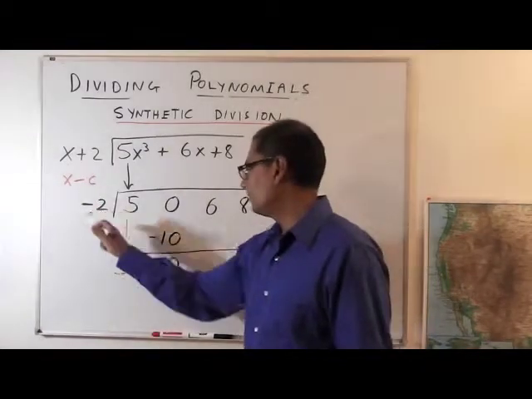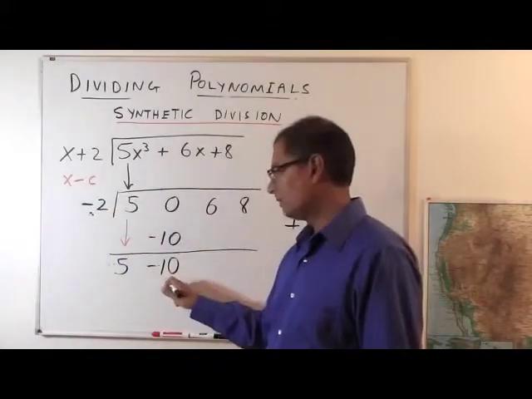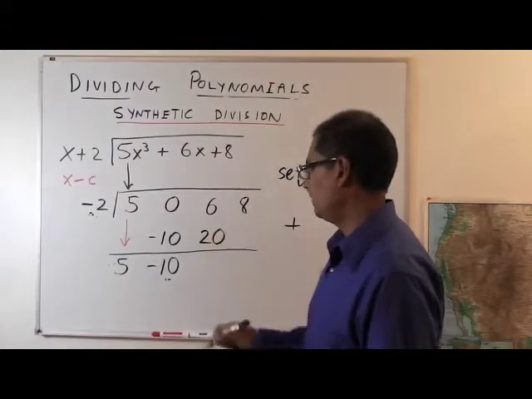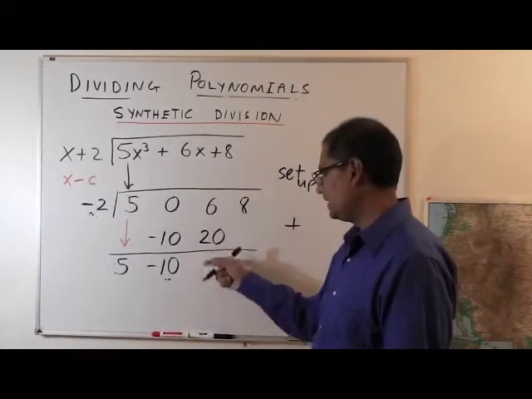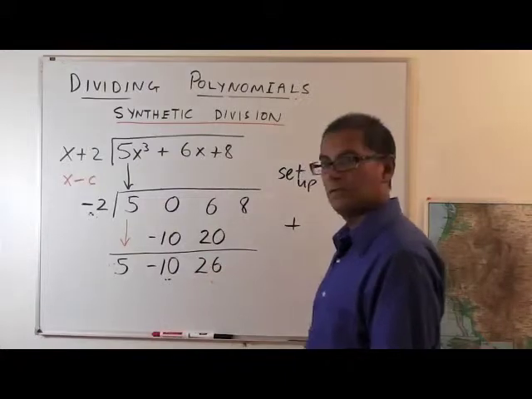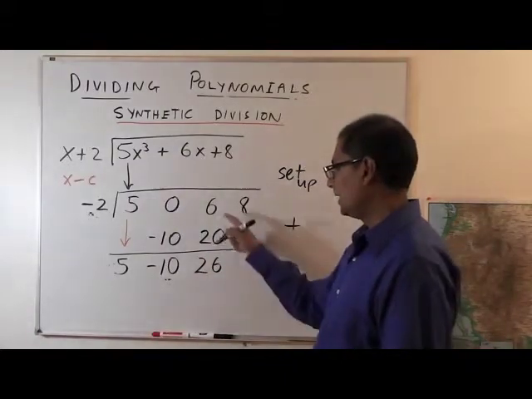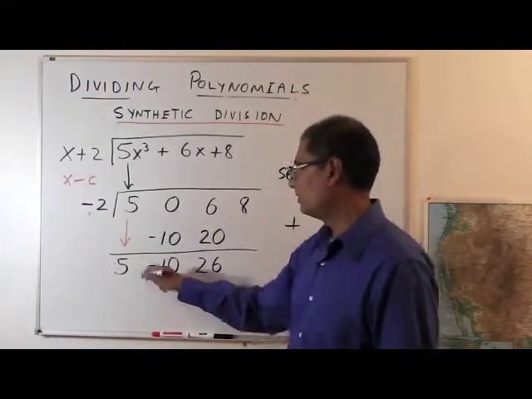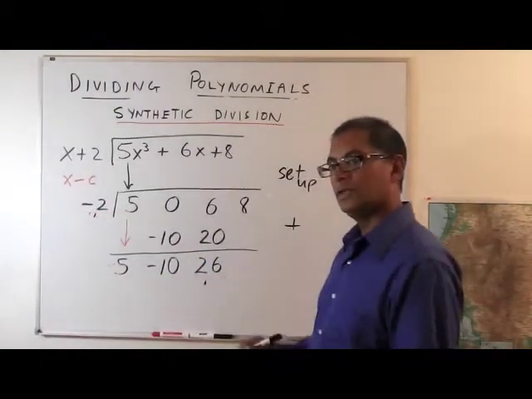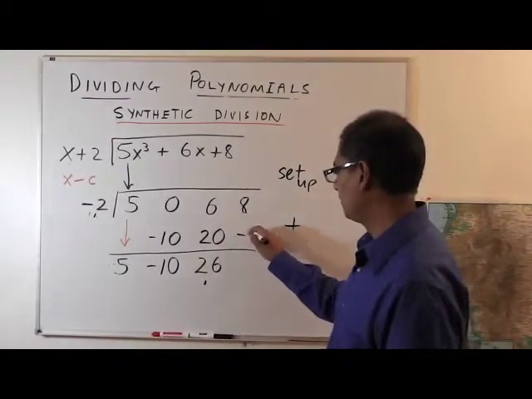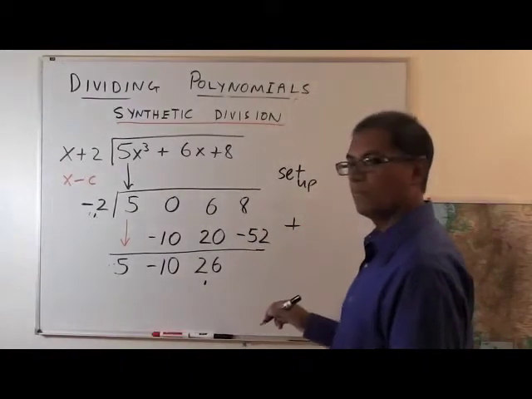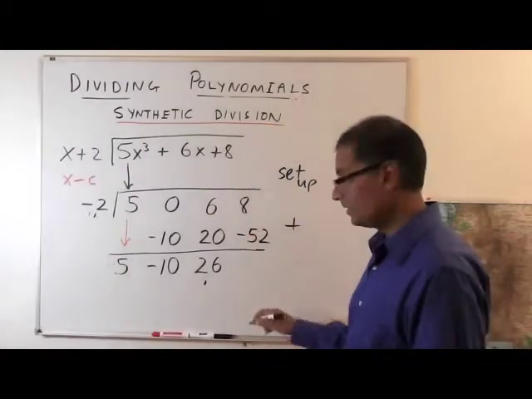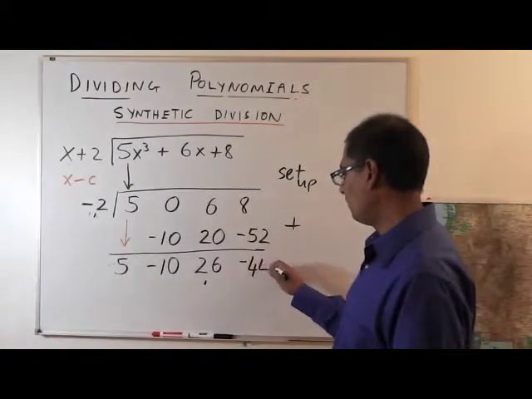Then I go negative 2 times negative 10, which is 20. I put 20 here. Then I add these two, 6 plus 20, which gives me 26. Then I go negative 2 times 26, which is negative 52. And then I add 8 and minus 52, which is minus 44.